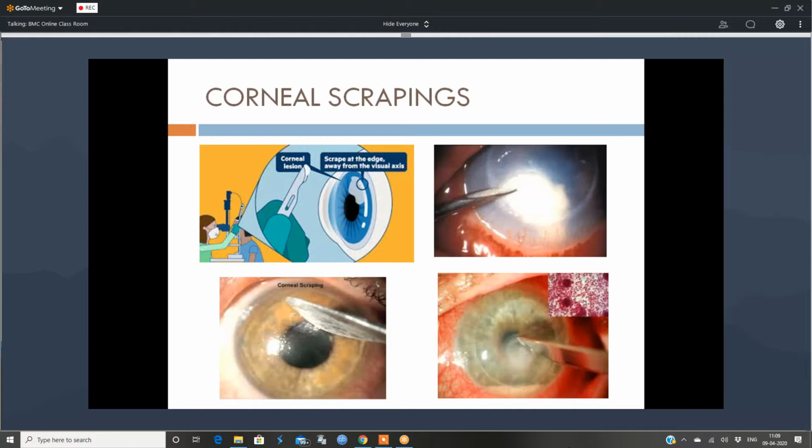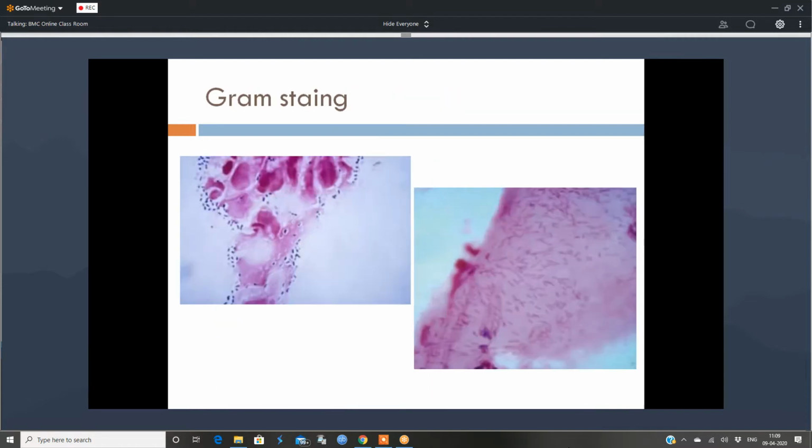One part you put on the slides and subject it for gram staining, and the other part for KOH staining. This is to differentiate whether the ulcer is bacterial or fungal. In this picture, on the left side, you can see gram positive bacteria. This is the example of Streptococcus. And on the right side, you see gram negative bacilli. This is the example of Pseudomonas.